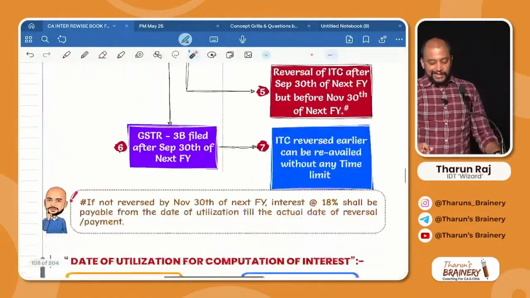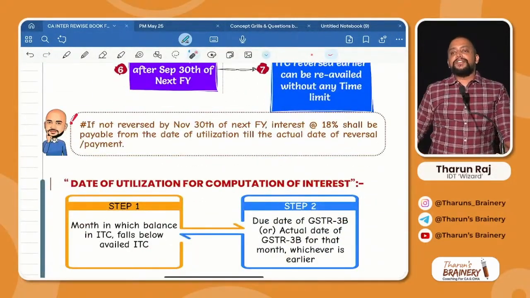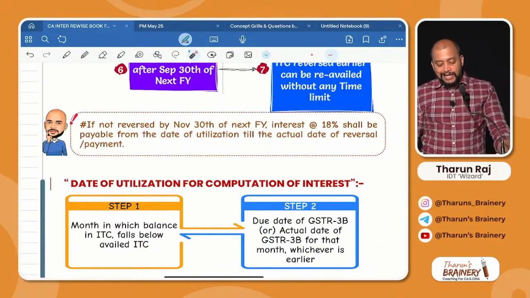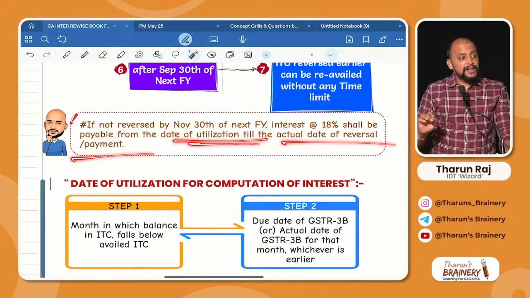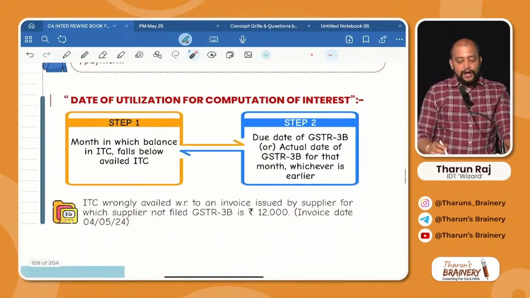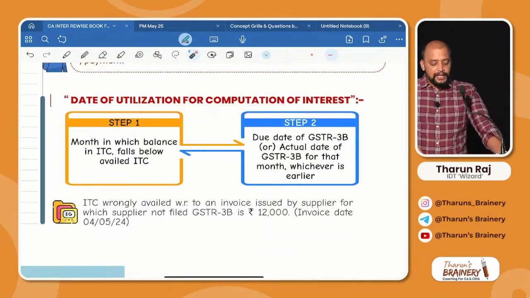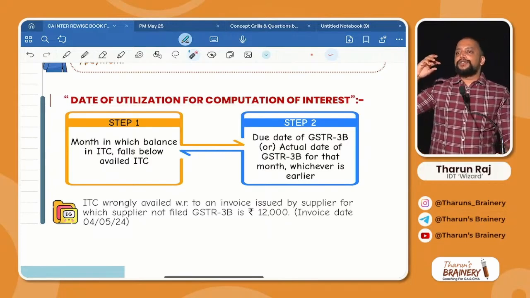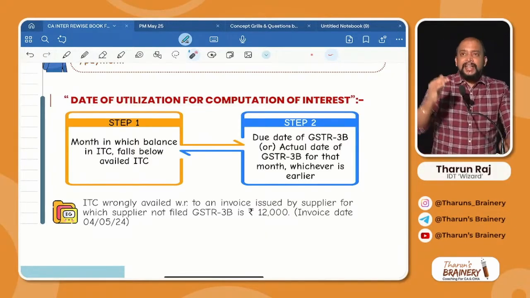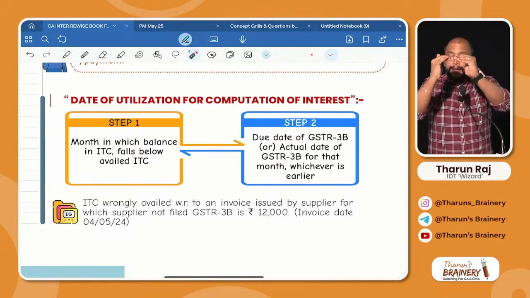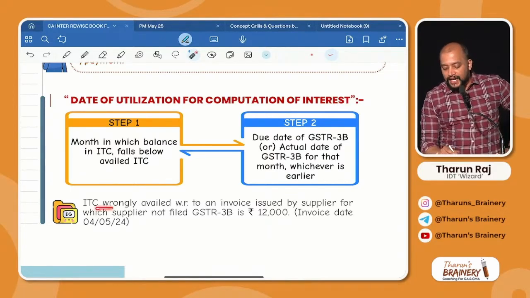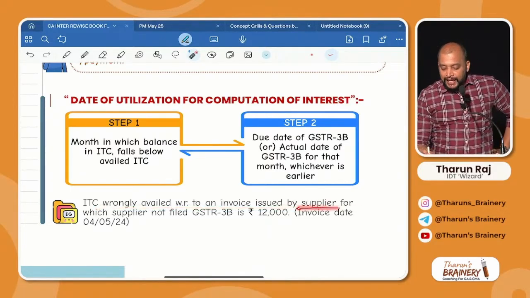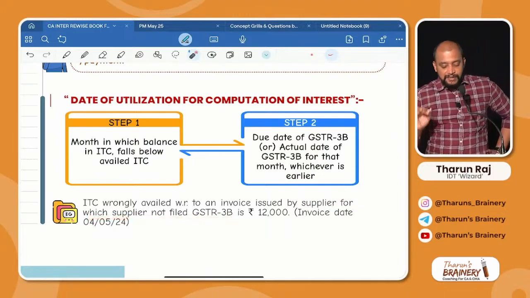Next, what is the time limit by which we need to reverse the ITC? November 30th. If not, interest will be payable from which date to which date? From the date of utilization till the date of reversal or payment. What is the meaning of date of utilization? First we need to see the month in which the balance in ITC falls below the wrongly availed ITC. For example, ITC wrongly availed with respect to an invoice issued by the supplier who has not filed 3B is 12,000.